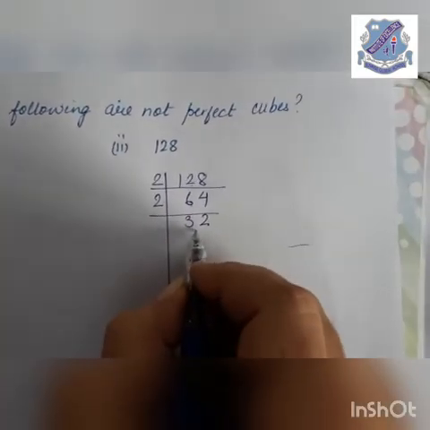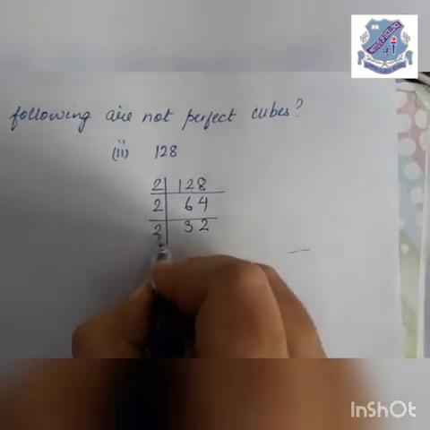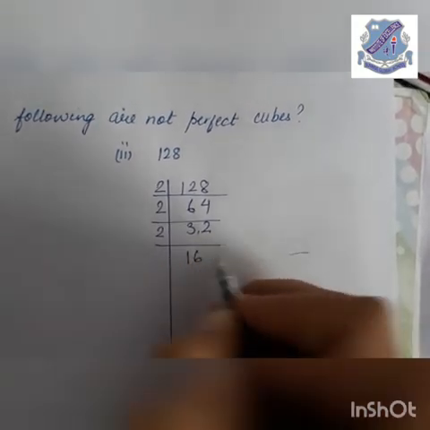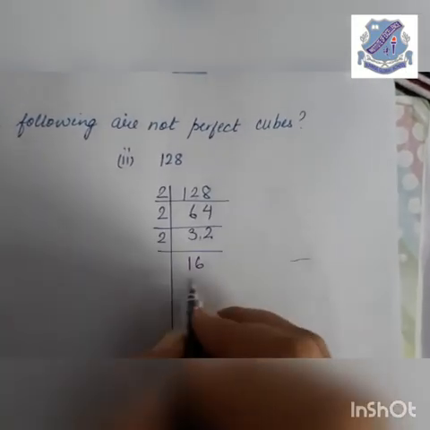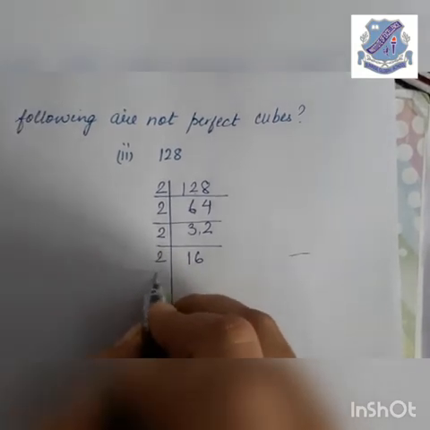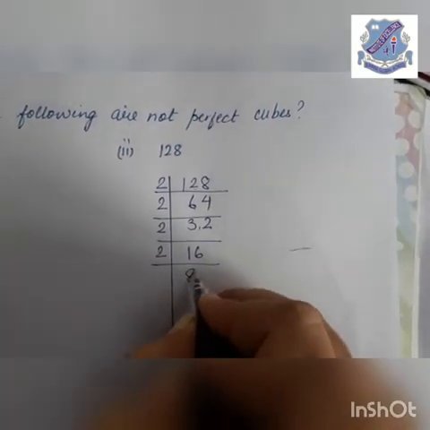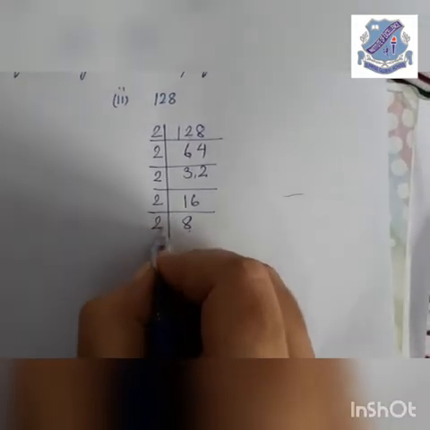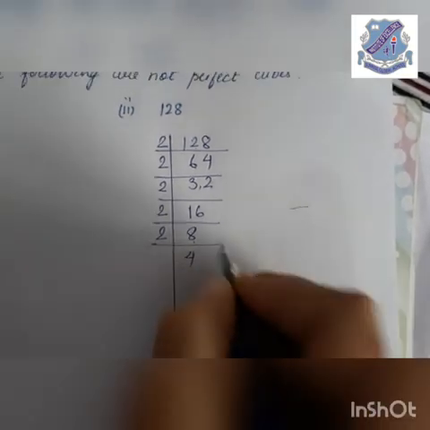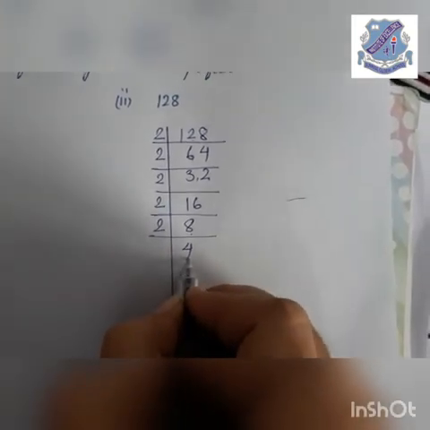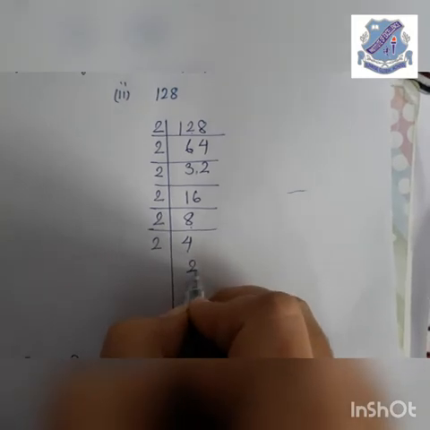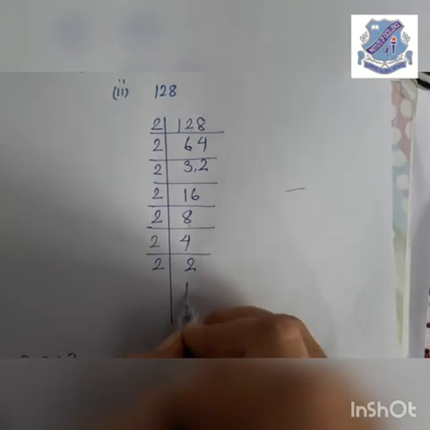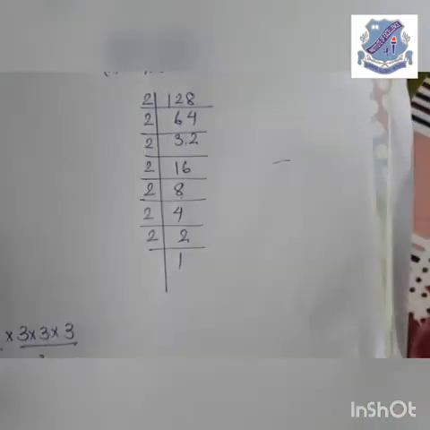Similarly, the 32 that came is divisible by 2. Again we can put 2 over here. 2 1s are 2, 1 will be remaining, and 2 6s will be 12. So the answer you got is 16. Again 16 is divisible by 2, so again we'll put 2 over here. 2 8s are 16. Moving ahead, in the table of 2, 2 4s are 8, correct? Now the remainder over here is 4, which is 2 2s are 4. Now the remainder is 2, and again we'll put 2, 2 1s are 2, and here the prime factorization ends.